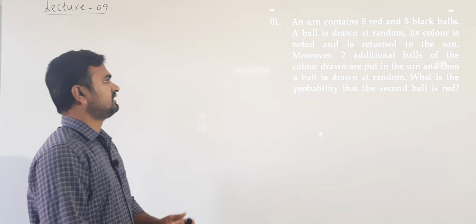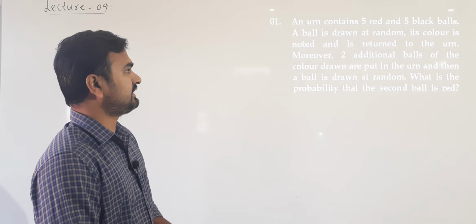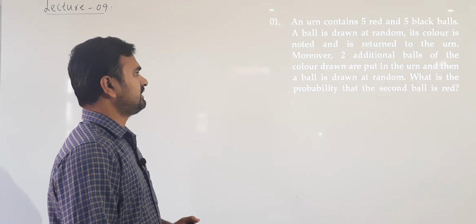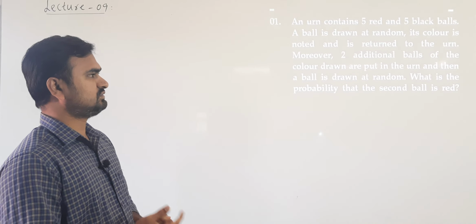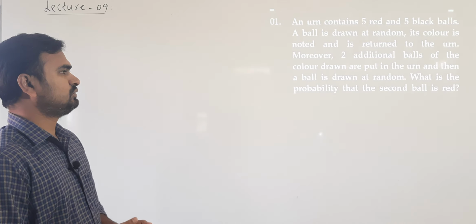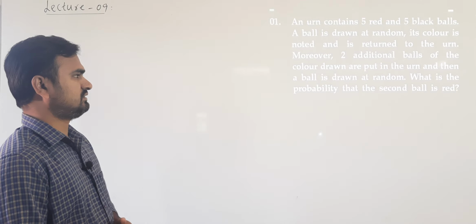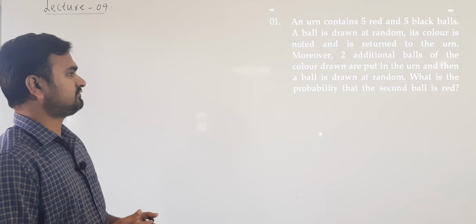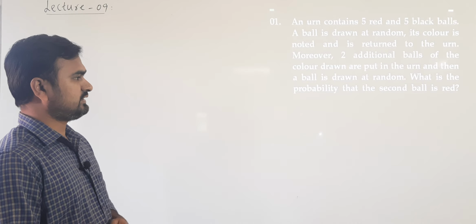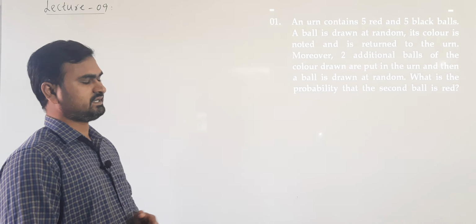Question number 1. An urn contains 5 red and 5 black balls. A ball is drawn at random, its color is noted and it is returned to the urn. Moreover, 2 additional balls of the same color are put into the urn. Then a ball is drawn at random. What is the probability that the second ball is red?